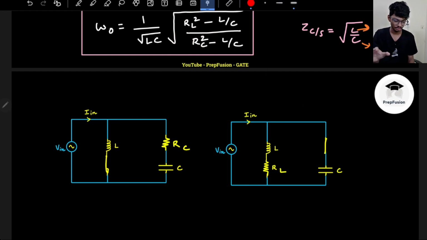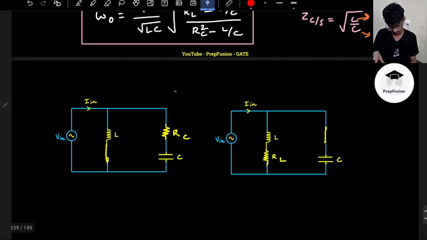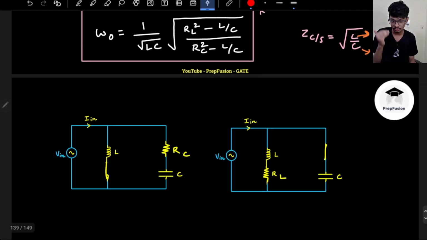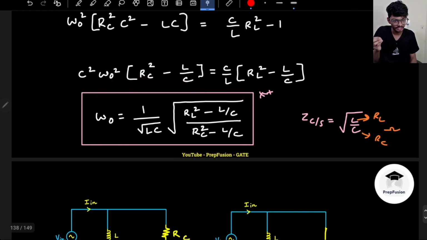You cross verify with the actual method that I have told you, with the imaginary part of the impedance or admittance being 0, and with this formula as well. Very rarely do I tell you to remember the formula, but this time I am telling you to remember the formula because it will be very helpful for you.